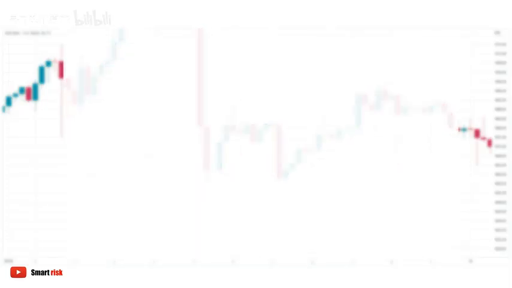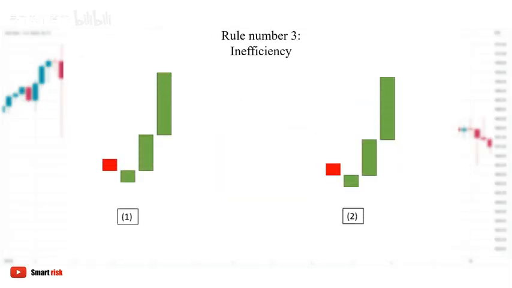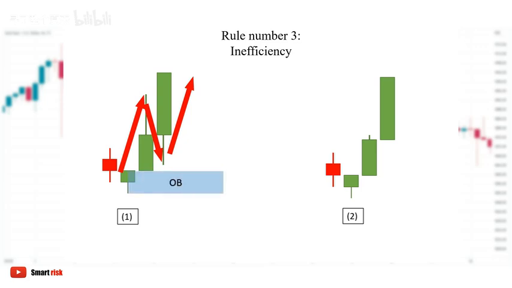Rule number 3. Inefficiency. Take a look at this example. If I only draw the body of candles, we have the same heavy bullish move to the upside. But see if you can notice the difference when I add the shadows. In the first case, the price went up to this level and then pulled back here and gathered all of the orders that have been waiting for a pullback. So if we identify this level as an order block and expect the price to react to this level, it will have minor chance to work, because there exist no orders since all of them have been gathered before.